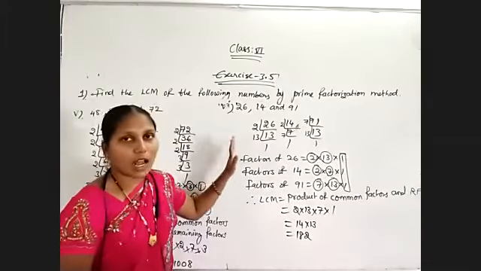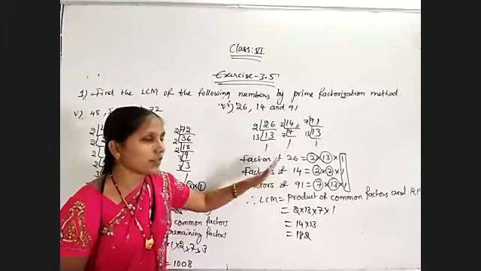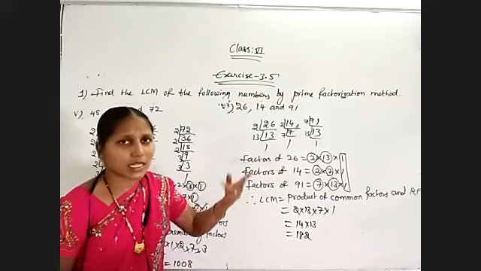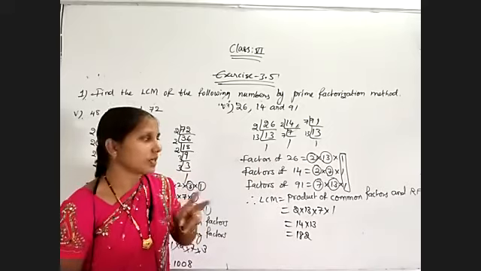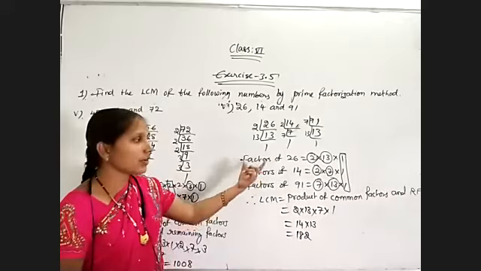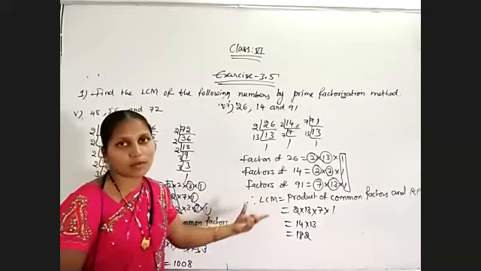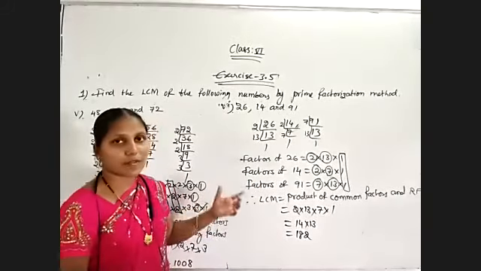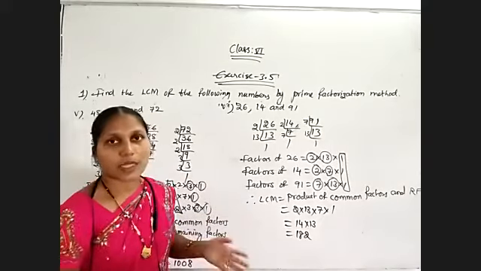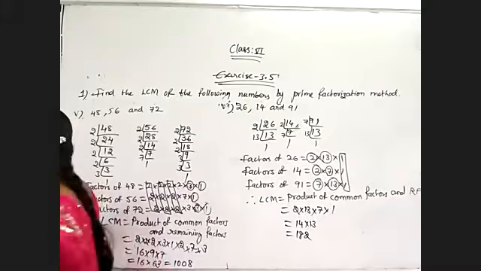How are we selecting the common factors? If that number is present in 3 numbers, we have to take it, as well as if it is present in at least 2 numbers. Means if the number is present in 2 numbers or more than 2 numbers, that one we have to treat as a common factor only. That's the only difference in the prime factorization method. That's all. Now coming to the second problem.